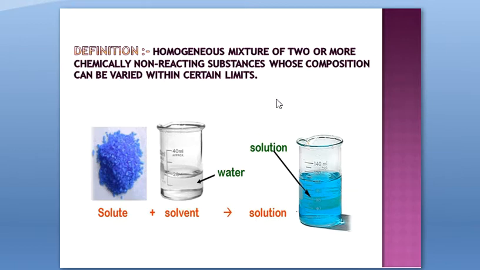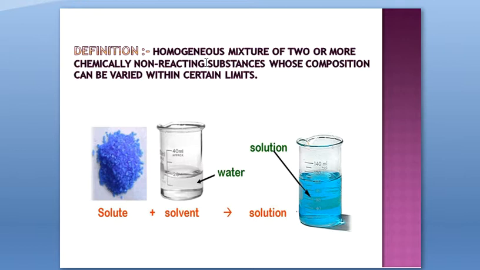Generally we deal with binary solutions. Bi means two-component solutions in which we have one solvent and one solute. But there might be solutions in which you will have more than one. You may have two, you may have three solutes dissolving in a solvent. So it's a mixture of two or more chemically non-reacting substances. In between the solute and the solvent, there is no chemical interaction happening.